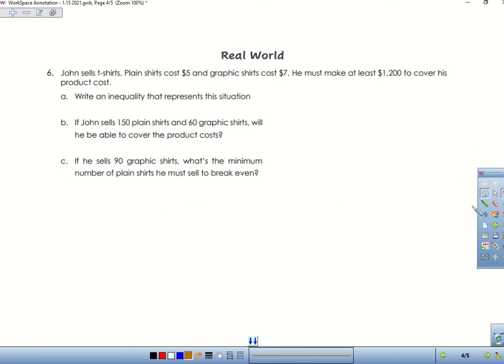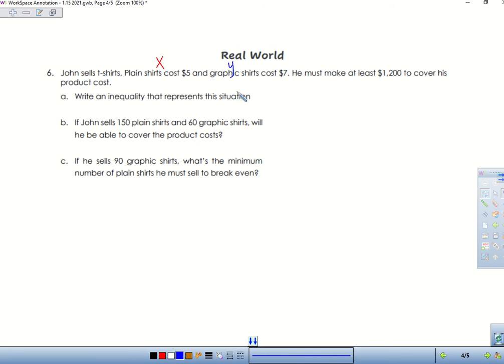So it says, John sells t-shirts, plain shirts cost $5, and graphic shirts cost $7. He must make at least $1,200 to cover his product cost. Write an inequality that represents this situation. So, we need to assign variables to each of these scenarios. So I'm going to say that the amount of plain shirts is going to be denoted by the value x, and the amount of graphic shirts is going to be denoted by the letter y.